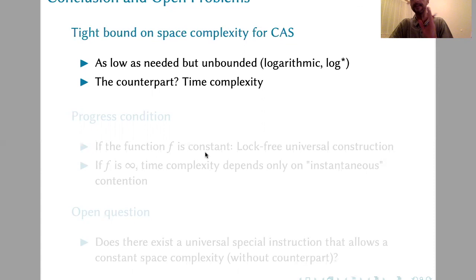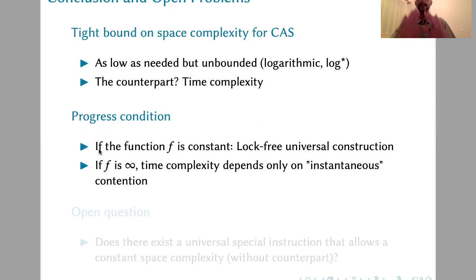One can say, why not consider log star? Indeed, there's a counterpart. The lower this is, the higher the time complexity can be due to the contention. There are two extreme cases. If the function f is constant, we no more have the wait-free property. The universal construction is lock-free. On the other opposite, if f is infinite, time complexity depends only on instantaneous contention.